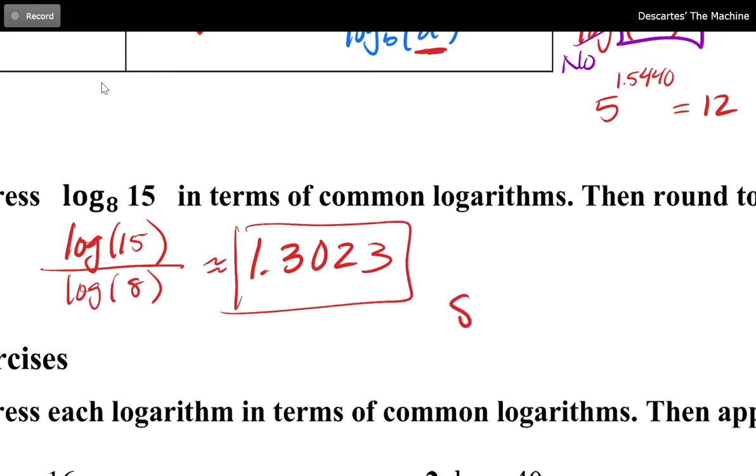Does that make sense? Does that mean that 8 to the 1.3023 is somewhere close to 15? I think so, because 8 to the first is 8, and 8 squared is 64, so that's, you know, pretty close to somewhere in the middle there.